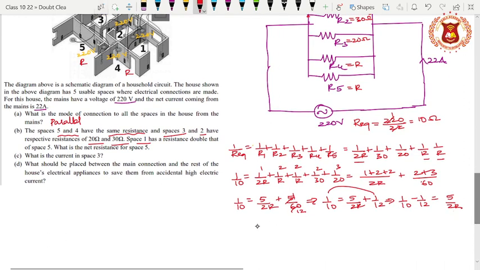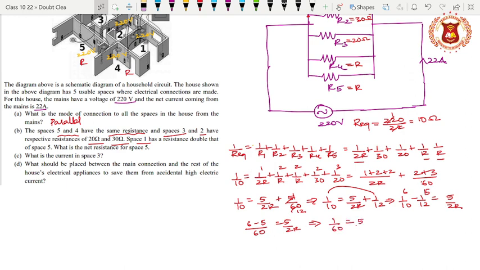Now, what is the LCM of 10 and 12? It is 60. 6 minus 5 is 1, so 1 by 60 is equal to 5 by 2R. Cross multiplying, 2R is equal to 60 into 5. R is equal to 60 into 5 upon 2, which is 150 ohms. Therefore R is 150 ohms.